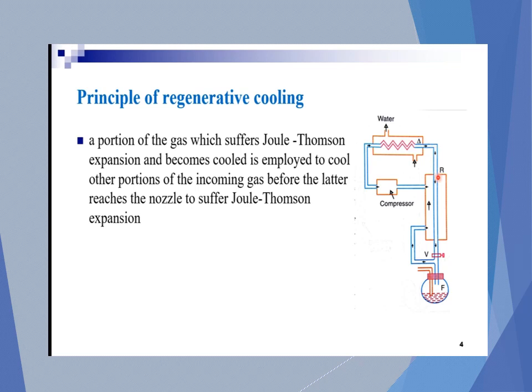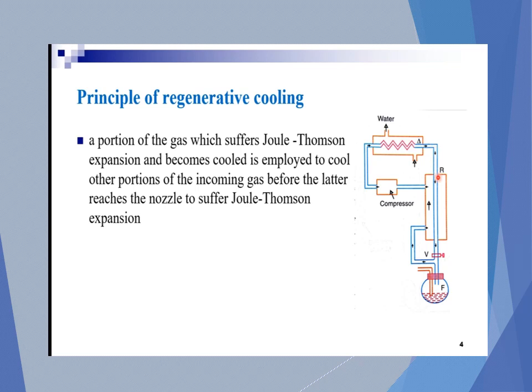In the case of some gases like oxygen, nitrogen, hydrogen and helium, no pre-cooling can bring the temperature below the critical temperature. Thus, they cannot be liquefied by this method. So, we need another method, that is regenerative cooling. Here, Joule-Thomson expansion is a very important technique to liquefy gases.